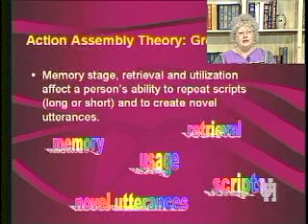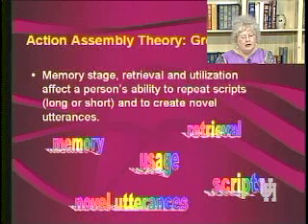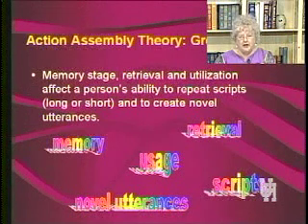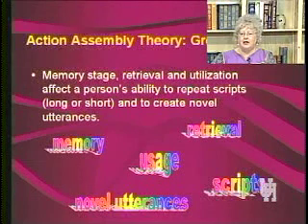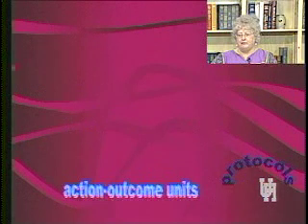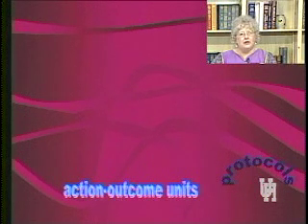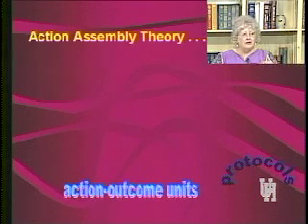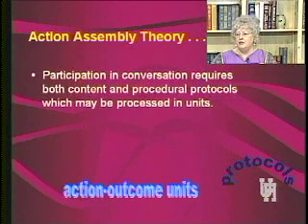Well, this action assembly theory looks at how we have all of these different options available to us. What kind of memory we have, what kind of storage we have, how able we are to retrieve these things and use them depending on what context we're in. Because we're interested in action outcome units. We're interested in what the outcomes are and how we produce those outcomes by retrieving information that we need.